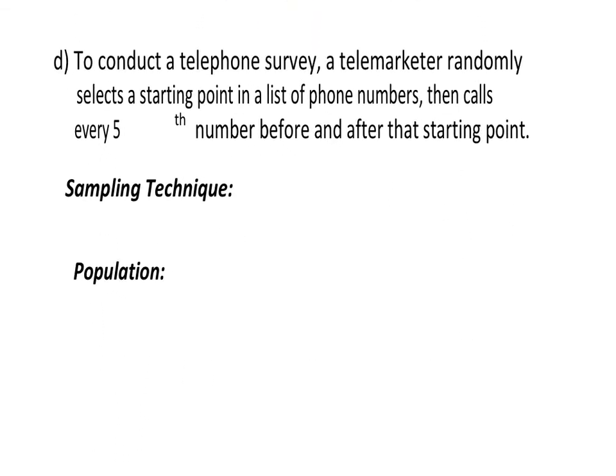To conduct a telephone survey, a telemarketer randomly selects a starting point in a list of phone numbers then calls every fifth number. Yes, as you said, this is systematic.